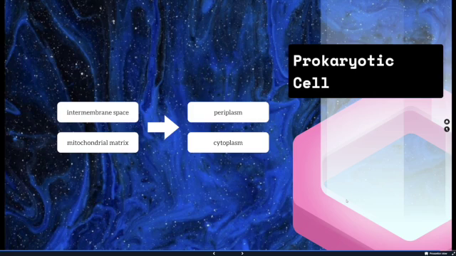The electron transport chain is almost exactly the same in prokaryotes as it is in eukaryotes. However, instead of using the mitochondrial matrix, the prokaryote uses its cytoplasm, and instead of the intermembrane space in mitochondria, the prokaryote uses the space between its inner and outer membranes, also known as the periplasm.